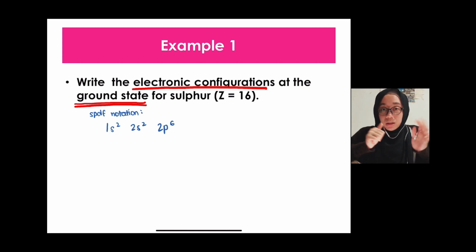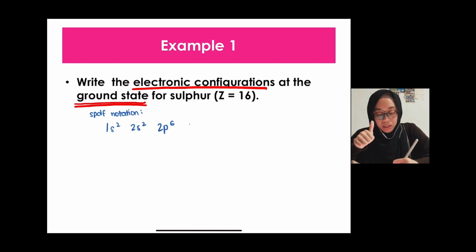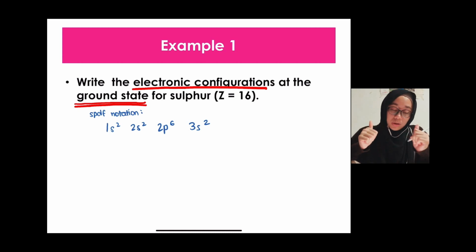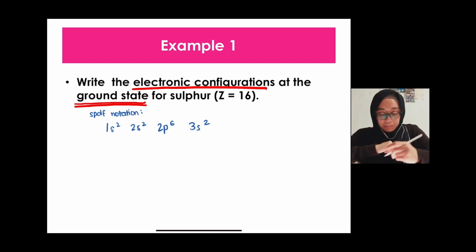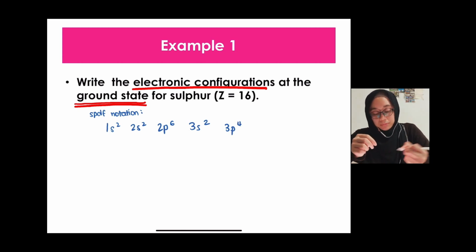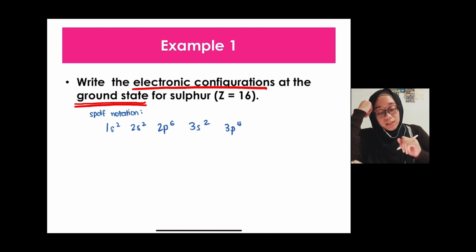Kita ada baki lagi 6 elektron. So the next one after 2p adalah isi 3s. Tapi 3s cuma boleh isi 2. Okay, therefore tinggal lagi baki 4. So now kita isi pula 3p, and then kita masukkanlah pula lagi 4 elektron. Okay, therefore this is the SPDF notation for sulfur. Okay, so now daripada SPDF notation ni, I think it will be very easy untuk kamu buat orbital diagram now.